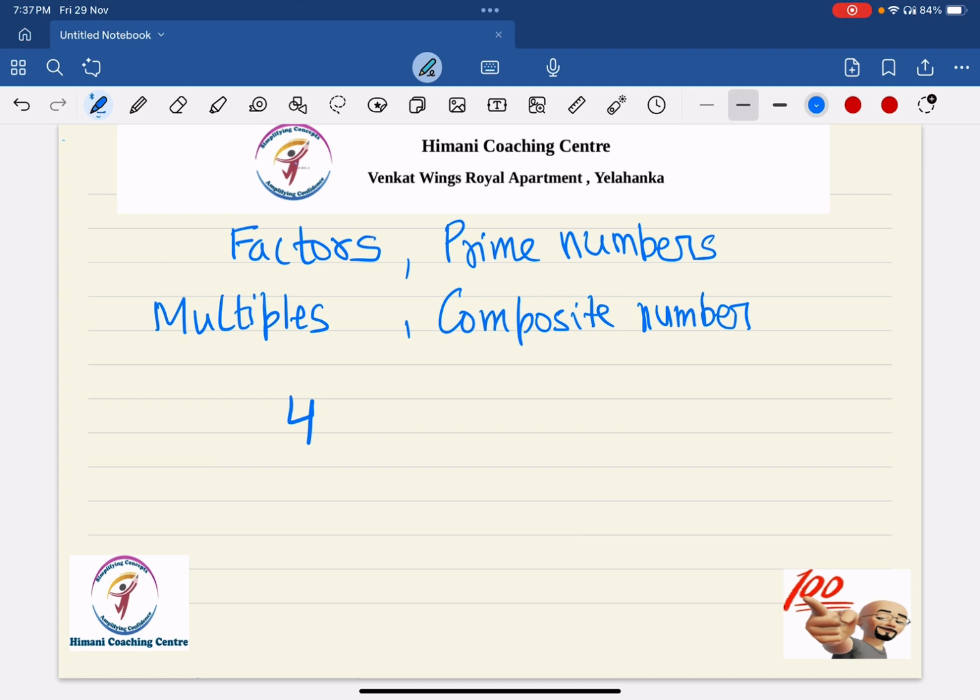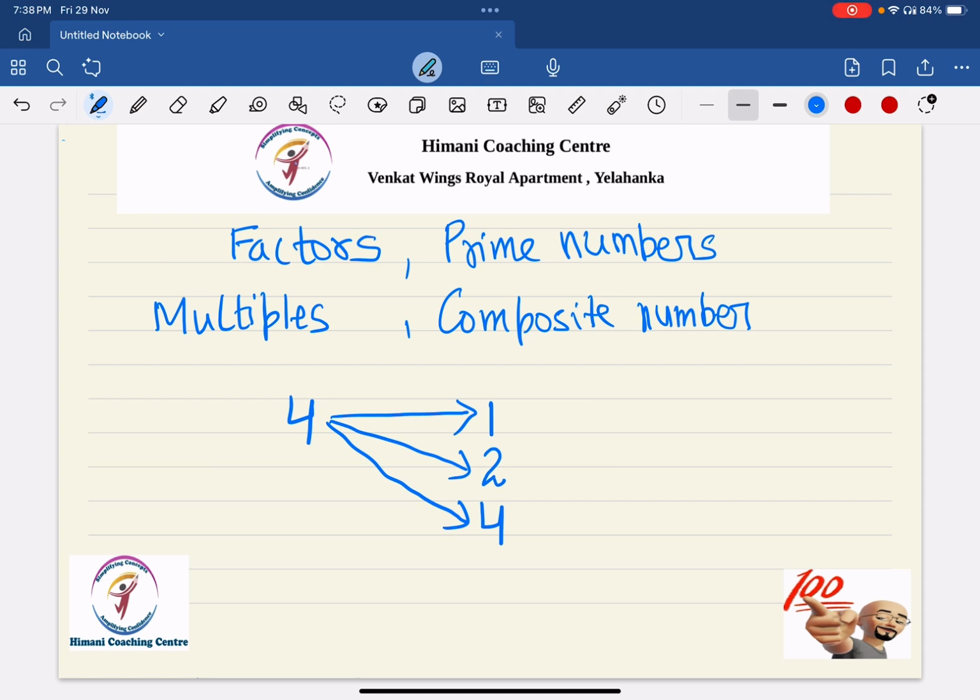If I want to find factors of 4, you will say, okay, can 1 divide 4 and the remainder is 0? Yes, so 1 is a factor. Then go to 2. 2 times 2 gives us 4, remainder is 0. 3 is not a factor of 4, but 4 itself is a factor of 4. So how many factors did we get for 4? 1, 2, and 4.